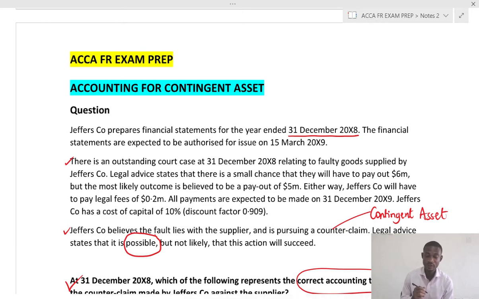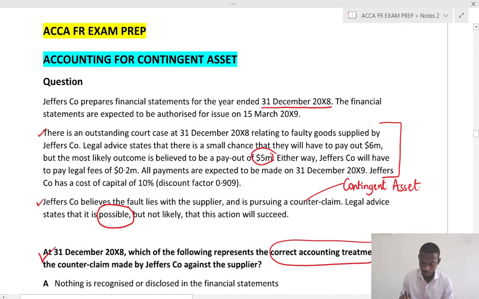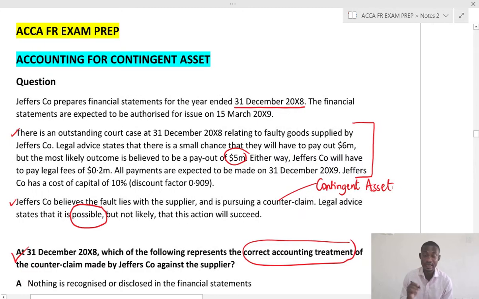Now, before I get to the details of the contingent asset, let me highlight what is happening here. There is a legal action against Jeffers Co., and the advisors are saying that there's a small chance that they will pay out 6 million, but the most likely outcome is that they will pay out 5 million. And it means that if they are going to be paying out for a legal claim, they would have to account for a provision. And look at it, the payment would happen here, 31st. So they would have to find the present value of the claim.